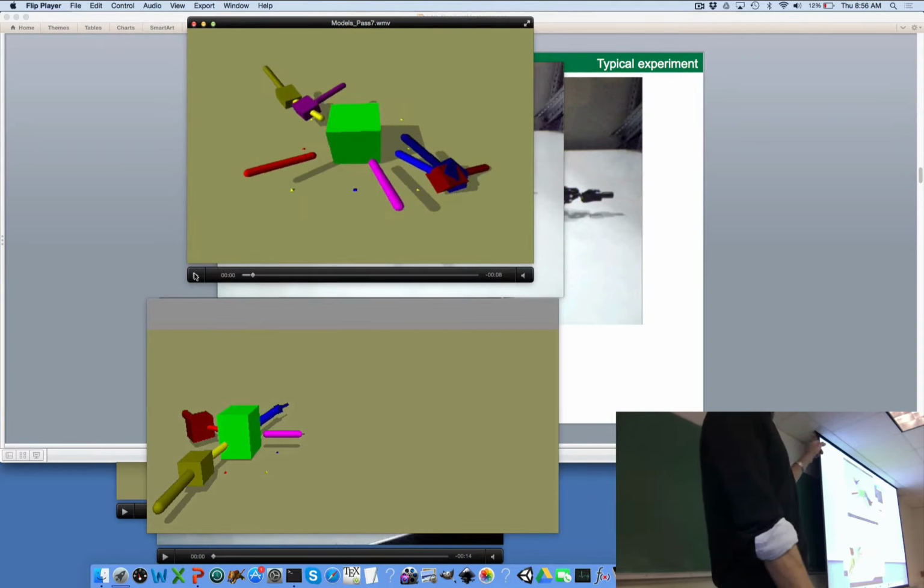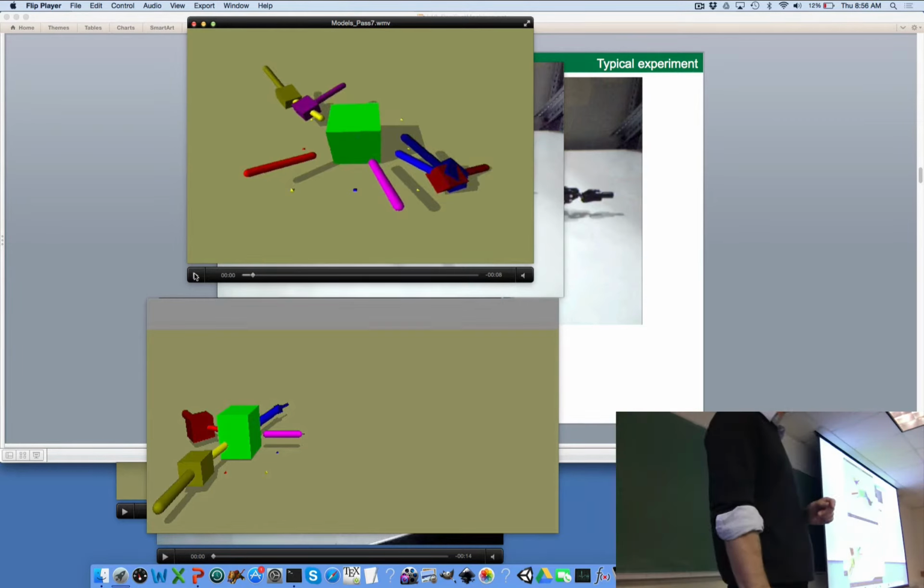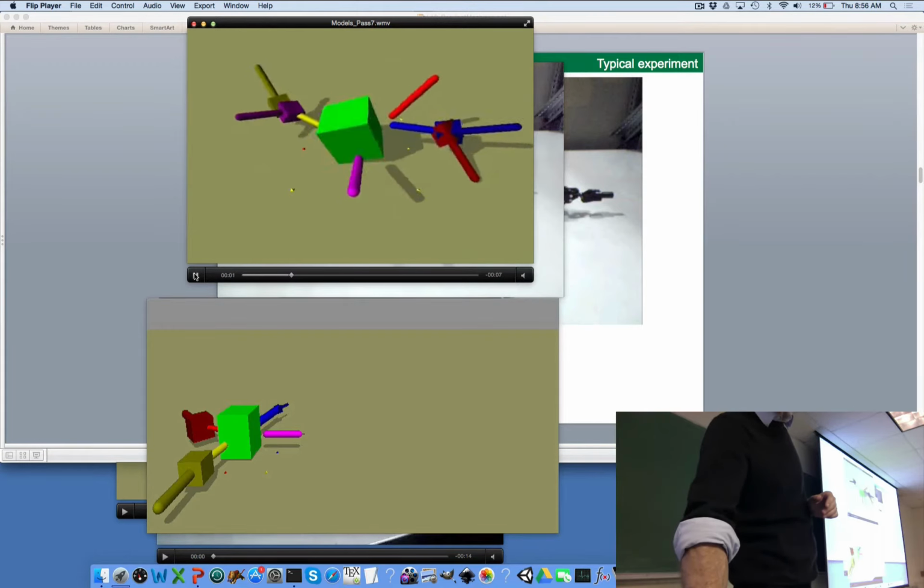At the beginning of the 7th pass here, this was the robot's best idea about how it was put together. And I'm showing you this video here because, as you could see, just about halfway through this video, let's see if I can pause it here.